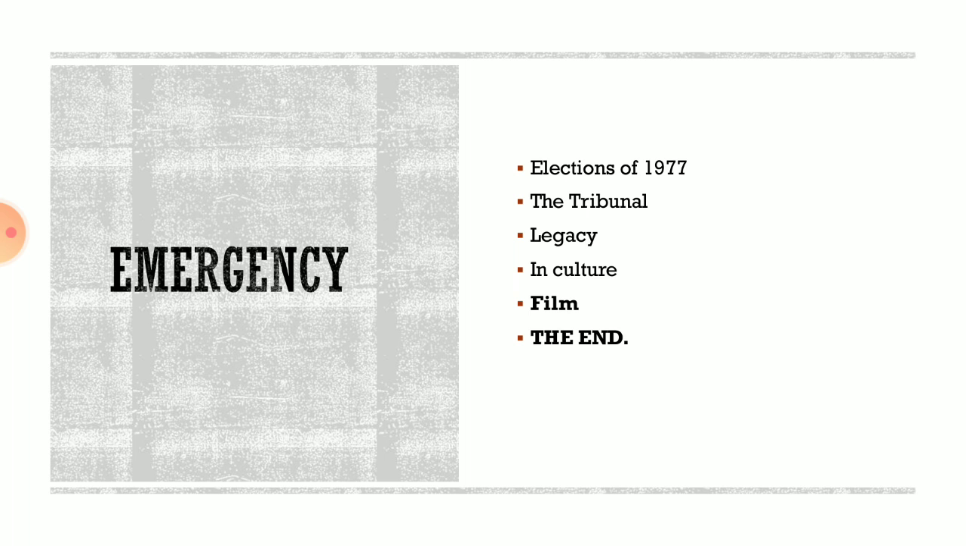Okay, in culture, so basically in literature, there were many poems and novels written, like the great novel of 1989, Shashi Tharoor's novel, and A Fine Balance by Rohinton Mistry. Then there were foreign writers also, Salman Rushdie's Midnight's Children was a Booker Prize winner. And then India, A Wounded Civilization by V.S. Naipaul, also oriented around the emergency.